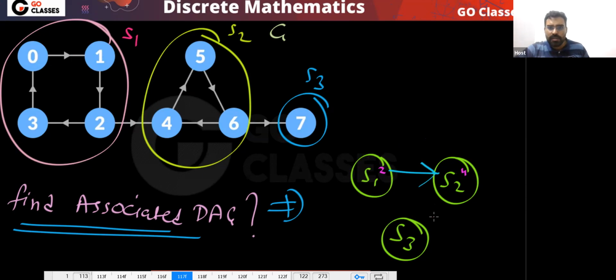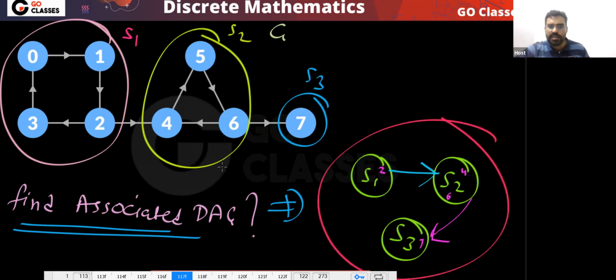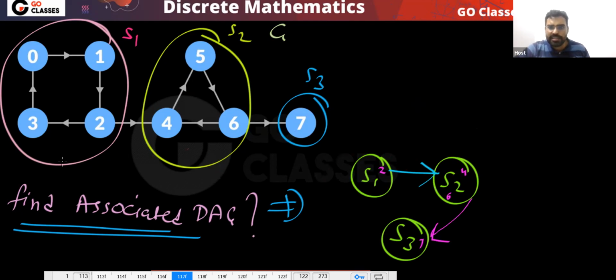And you can notice there is an edge from S2 to S3. And this edge is because of 6,7. Is this clear? So finally, I can say that this is the associated directed graph. Can you notice this is a directed acyclic graph?